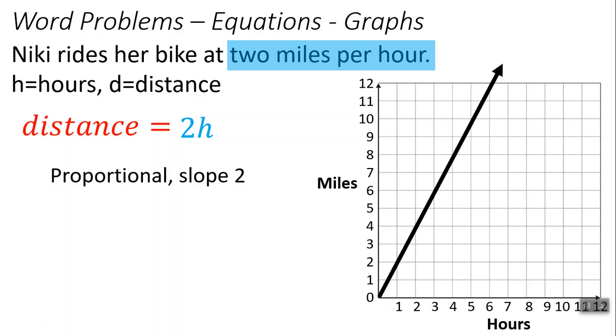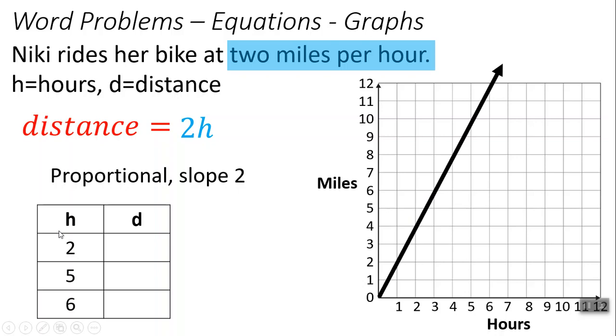Once again, you can always make a table. You can go ahead and set it up for hours and distance. If she rode 2 hours, well, 2 times 2 is 4. Is 2, 4 going to be on this graph? 2 hours, 4 miles, there it is. 5 hours, 2 times 5 is 10. So in 5 hours, that's 10 miles. There you go. If you did 6 hours, 2 times 6 is 12. So in 6 hours, she would have rode 12 miles. 6 hours, 12 miles. She's pretty far from home. Hope she gets home soon.